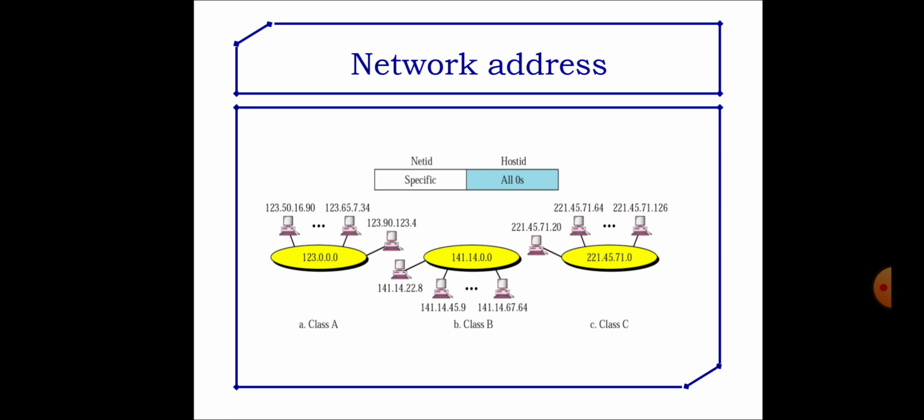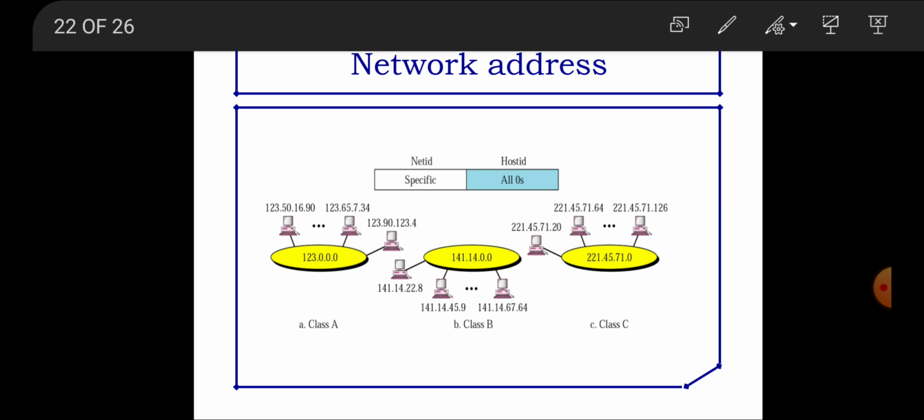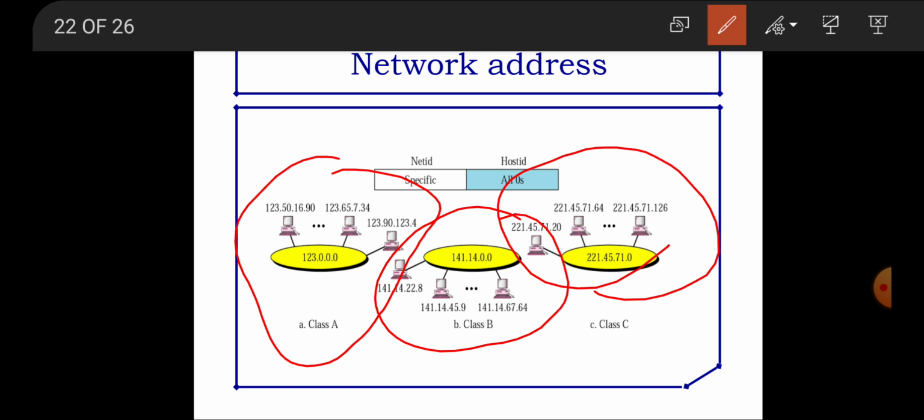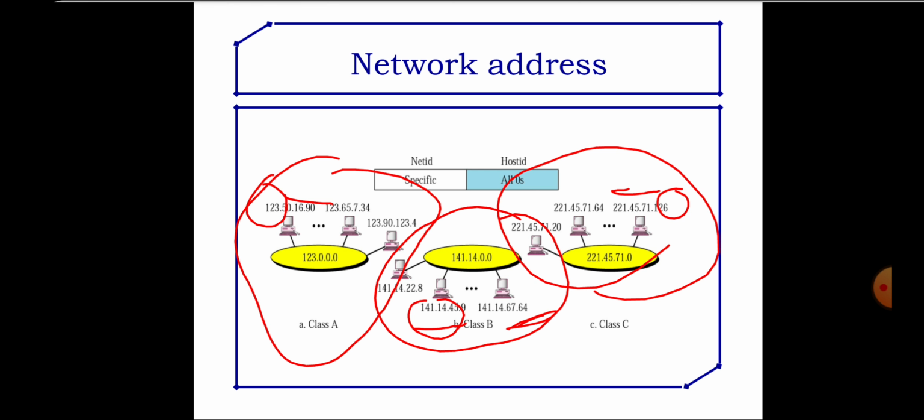Okay. Now network addresses. I have shown here the class A, the class B, and the class C. In class A, the first 8 bits, for example 123, are the network ID and the remaining is the host ID. In class B, the first 16 bits, like 141.40, are the network ID and the last 16 bits are the host ID. And in class C, the first 24 bits are the net ID, and the remaining last one is the host ID, right?